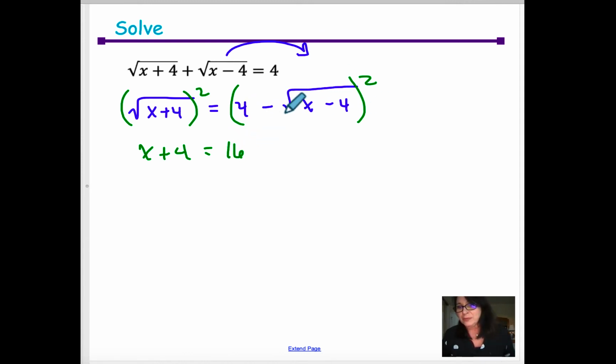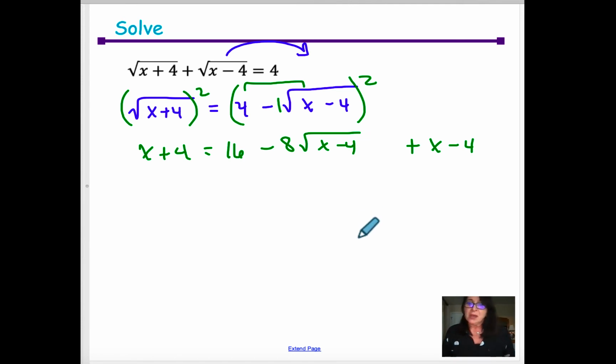Square the last term. Negative times negative is positive, so that'll be positive x minus 4. And then we're going to multiply these two terms together. So negative 4 times the 1 is negative 4. Double that, that becomes negative 8 times the square root of x minus 4. So now the x's are going to cancel.